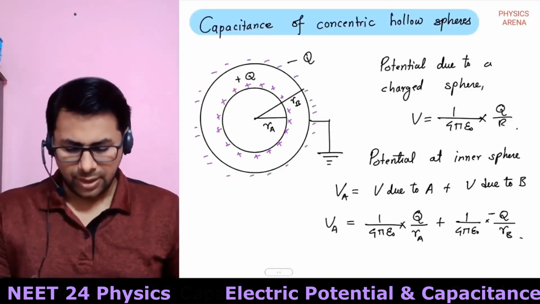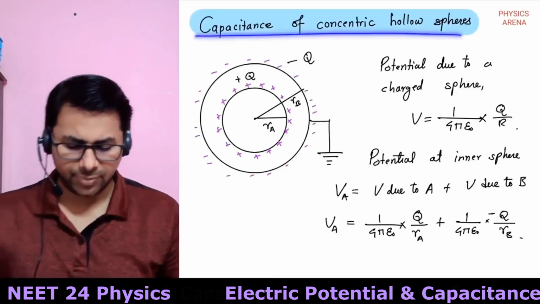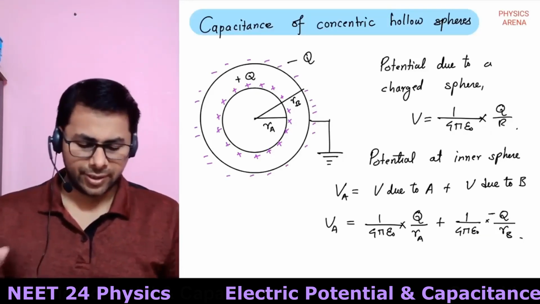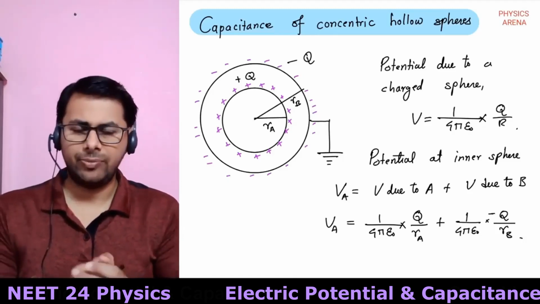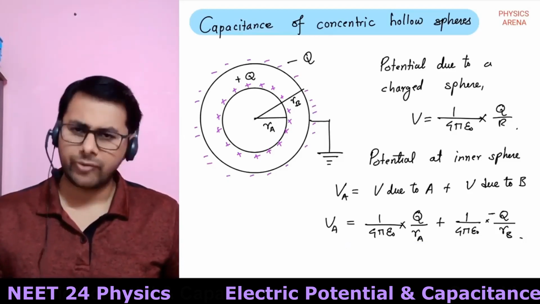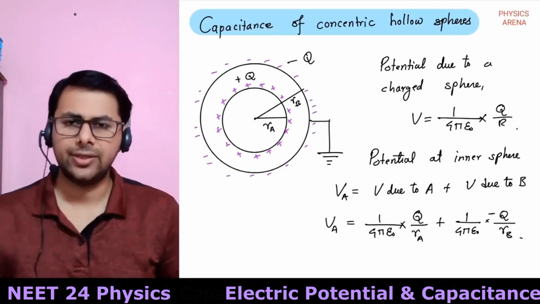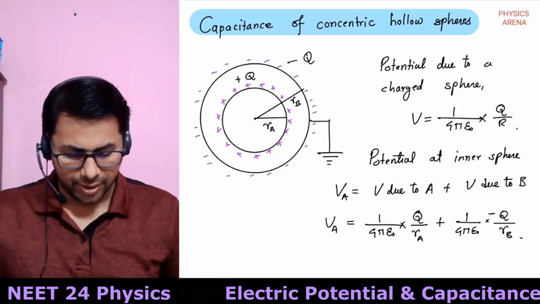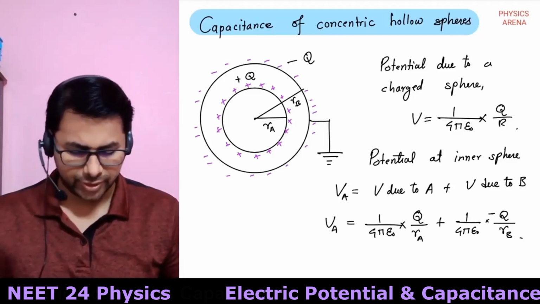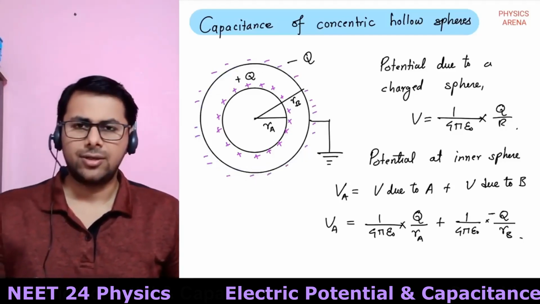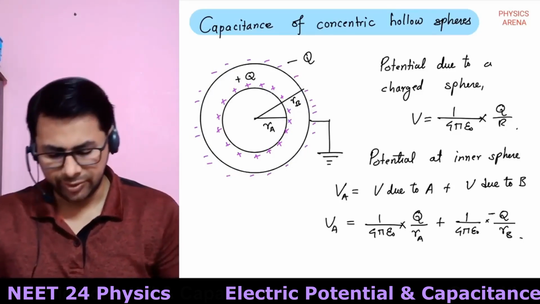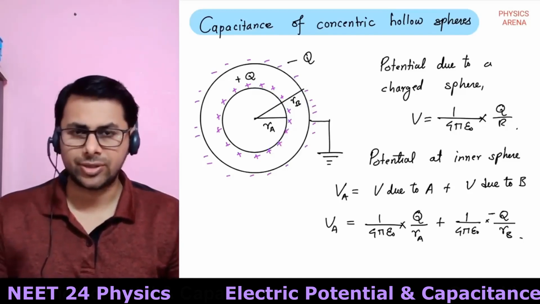After that, we have the capacitance of concentric hollow spheres. There have been very few questions based on this, and also on the cylindrical capacitor. So you just remember the final formula for this. How do we find this capacitance? To find the capacitance, we'll find the potential difference between these two, right? This one will be positively charged, this one will be negatively charged.